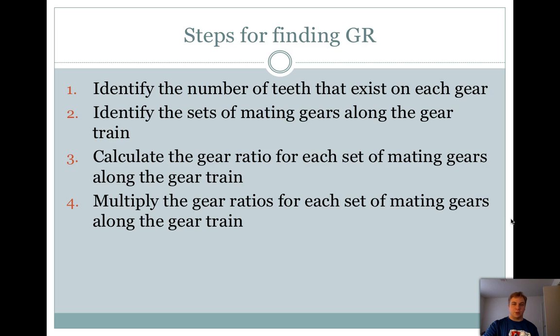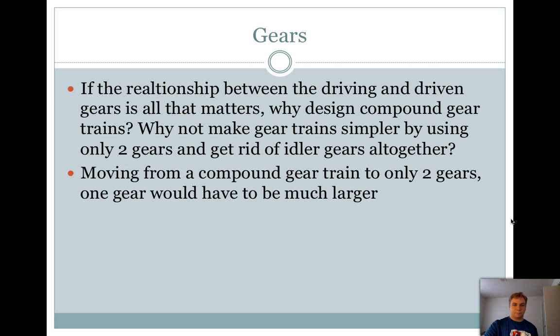Steps for finding the gear ratio. Step 1. Identify the number of teeth that exist on each gear. Step 2. Identify the sets of mating gears along the gear train. Step 3. Calculate the gear ratio for each set of mating gears along the gear train. Step 4. Multiply the gear ratios for each set of mating gears along the gear train.